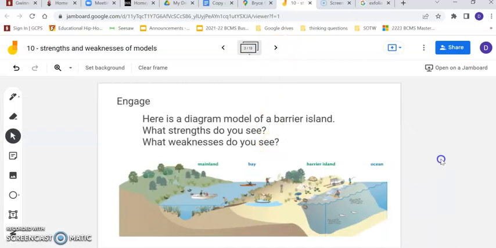All right. I want to go back to talking about models. You're creating a model, or maybe more than one model, at this point in class as well. I want to ask you a question today. Here's a model of a barrier island. What strengths do you see in that model? What did the creator of this model do well? What weaknesses do you see? What did the creator of this model do poorly? Please pause the video here and think through those two questions. When you're ready to go, unpause.